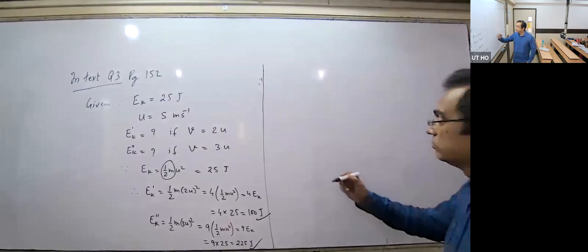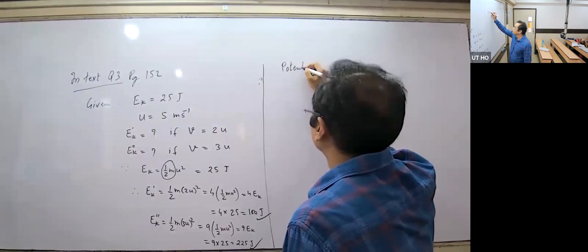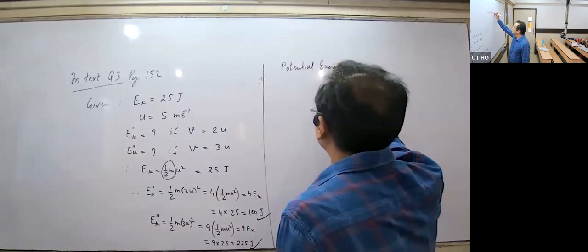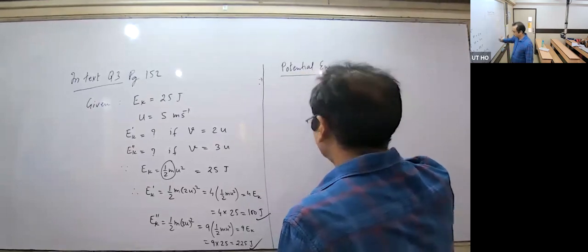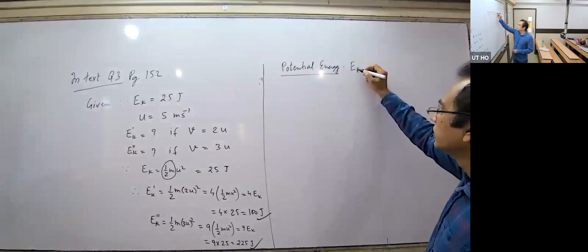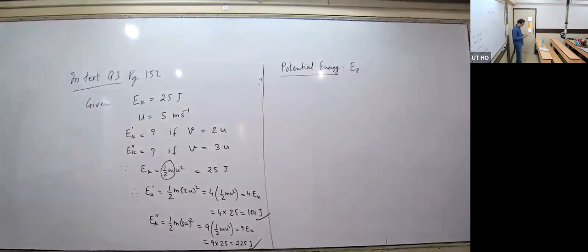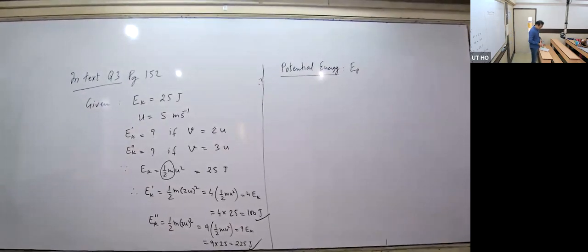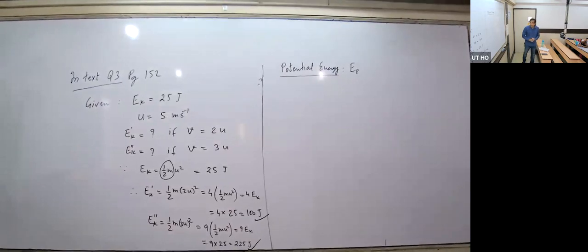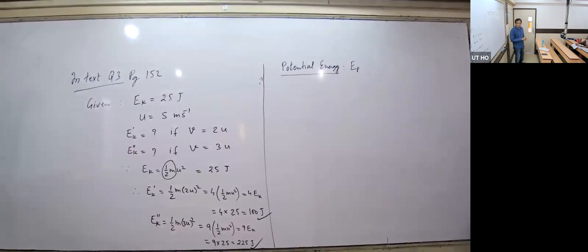So now we'll start potential energy. What is the symbol? EP. Now mechanical energy has two components. One is kinetic energy, the other is potential energy. Kinetic energy will come later. So now let us see what is potential energy.